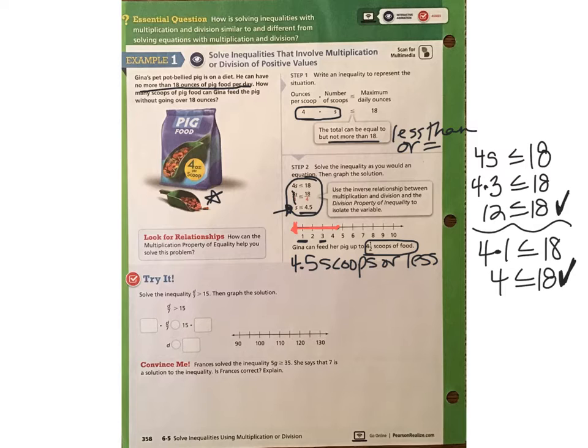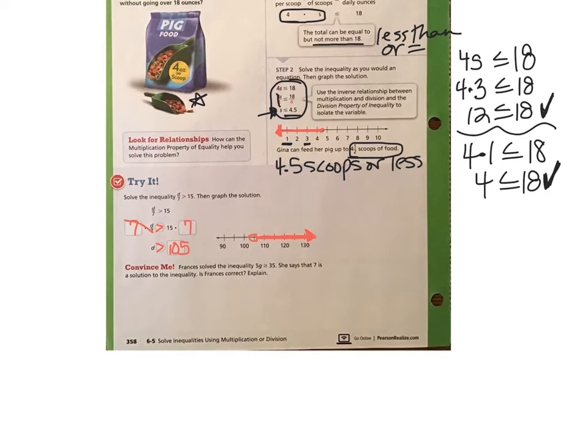All right, now I'd like for you to try the try it question here at the bottom of the page. Come back and check your answer as soon as you're finished. All right, take a look at your solution to the try it. It is a division inequality, so you're going to solve that by multiplying both sides of the inequality by 7. And your answer is d is greater than 105.